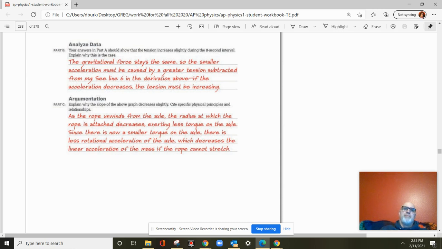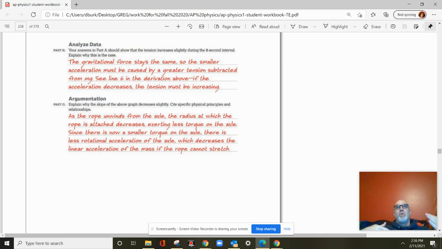Remember before when we were doing pulleys and we had objects going on pulleys, we always pretended like the mass of the pulley didn't matter. Well, when we study rotational motion, it's not actually true. What we're seeing here is that the mass of the pulley does matter, because the pulley having a mass gives it a moment of inertia. And that moment of inertia is going to affect the system.